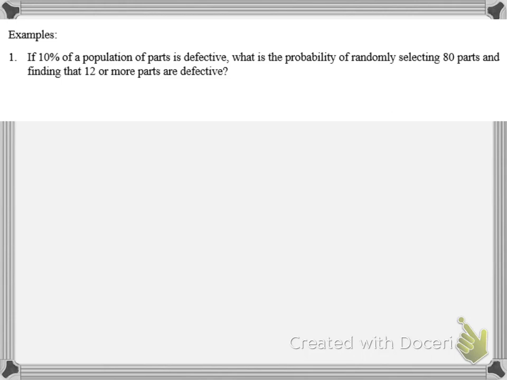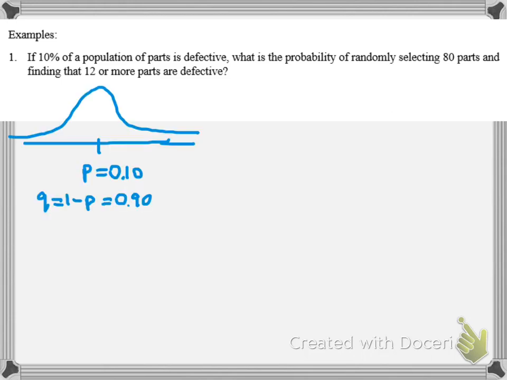And according to our central limit theorem, the sample size they're talking about is 80. So we know that the distribution of proportions will be normal, like this. The population proportion is 10%, right in the middle there, and the complement of that is q, which will be 90%. The sample proportion for this question is 12 out of 80 parts. We want to find the probability that 12 or more are defective. So 12 is that threshold. 12 over 80 is 15% or 0.15. So that is the sample proportion.